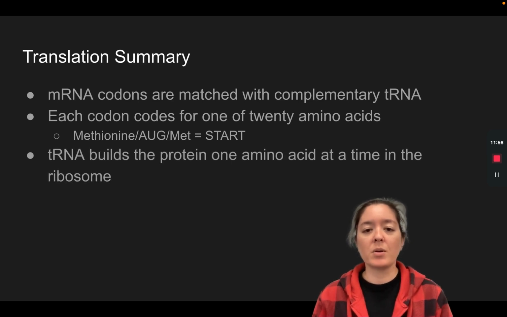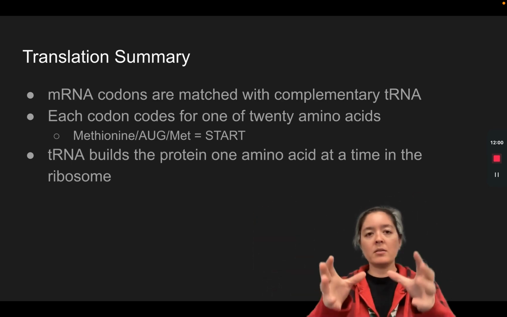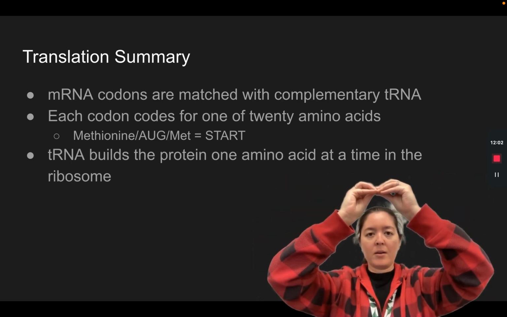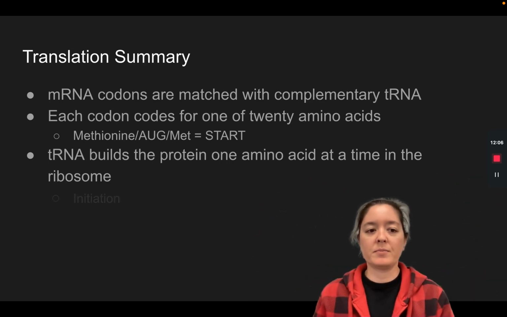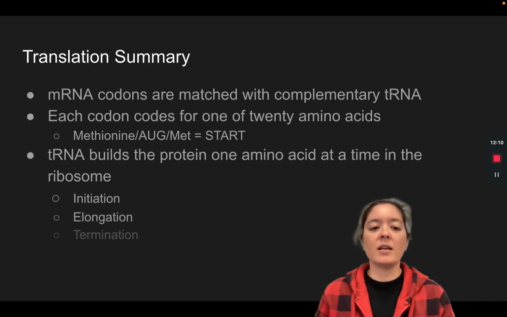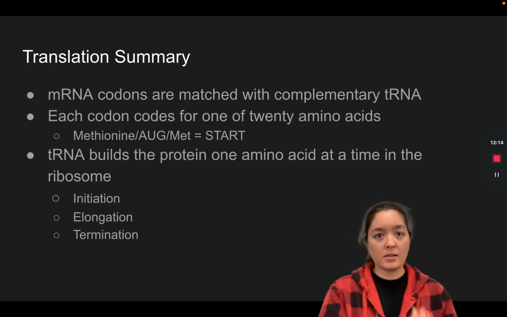tRNA builds the protein 1 amino acid at a time in the ribosome. So we see it come in, it attaches the amino acid to make that chain, which will eventually become our protein. We have the 3 steps of the building: the initiation, elongation, and termination. The start, the growing, and the stop.